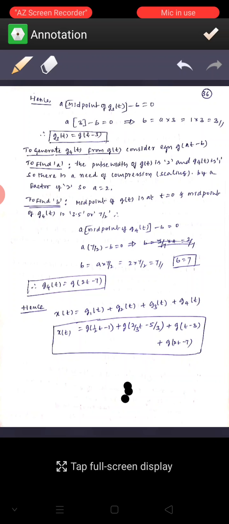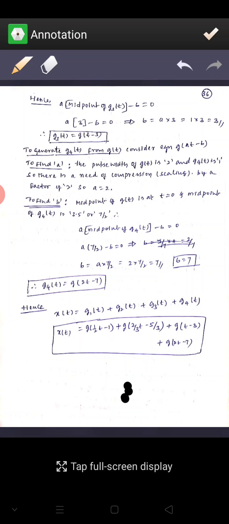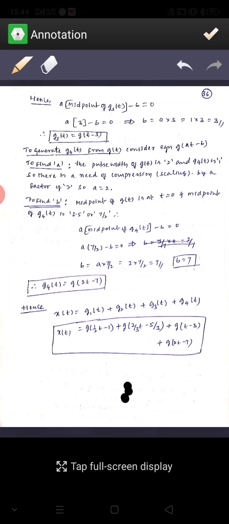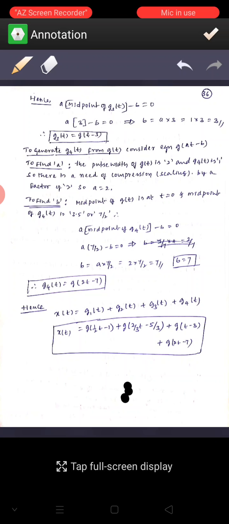After that, we need to find the value of b. To find b, we will choose the midpoints. The midpoint of g of t is 0, whereas the midpoint of g4 of t is 3.5. 3.5 can be written as 7 by 2. So a times the midpoint of g4 of t minus b, in this equation, substituting the a value, we get b is equal to 7. So g4 of t is equal to, substituting the values of a and b, g of 2t minus 7.